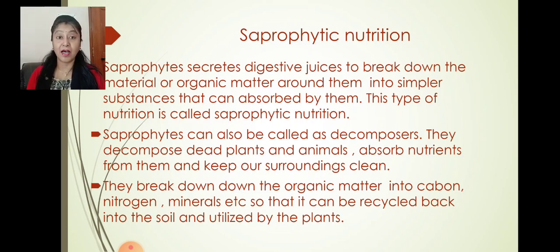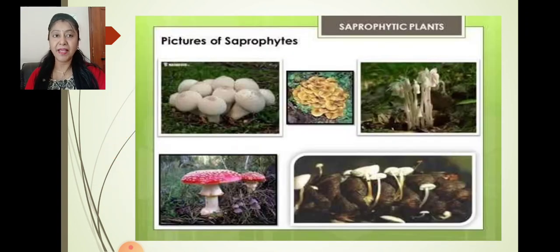As we know, carbon, nitrogen, and other minerals are very important for the growth of the plant, especially nitrogen. The plants get nitrogen through a process which we will study in the next topic, that is symbiosis. Nitrogen is converted into proteins and utilized by the plants for growth. We will study about nitrogen in the next topic, symbiosis. Pictures of saprophytes. You can observe them.